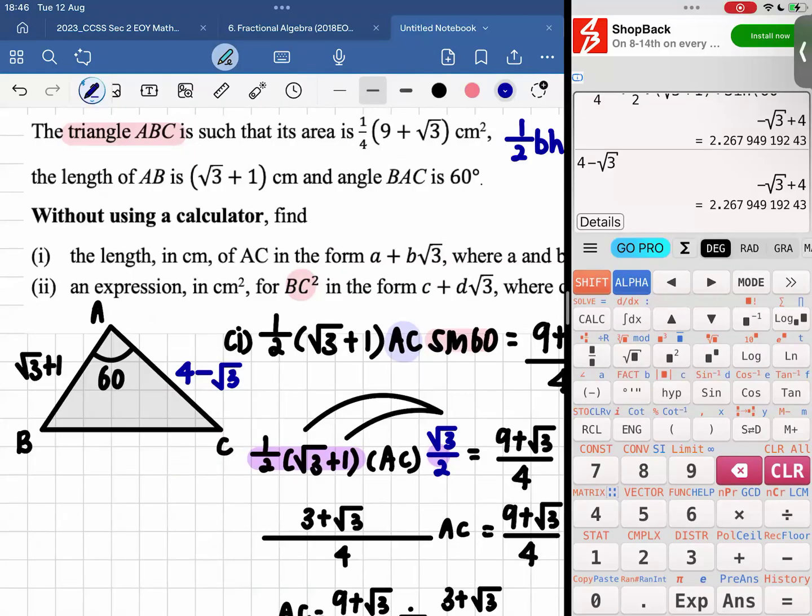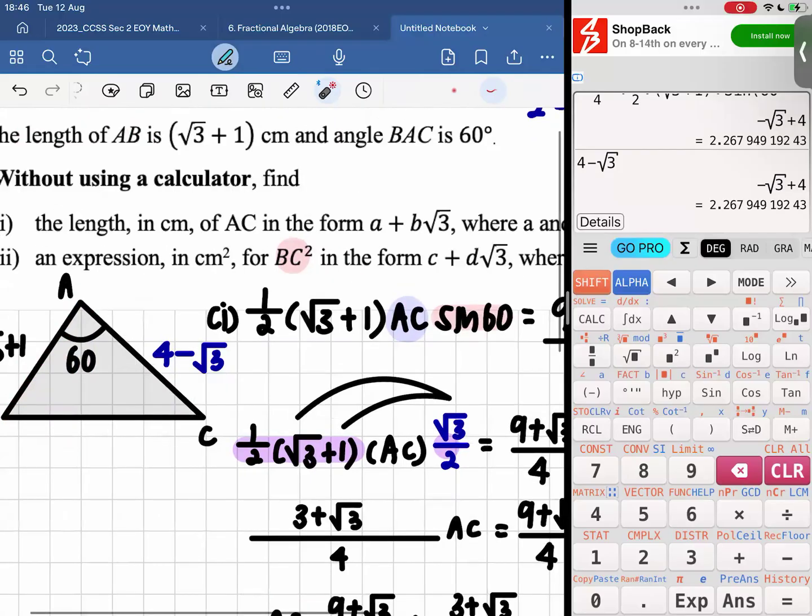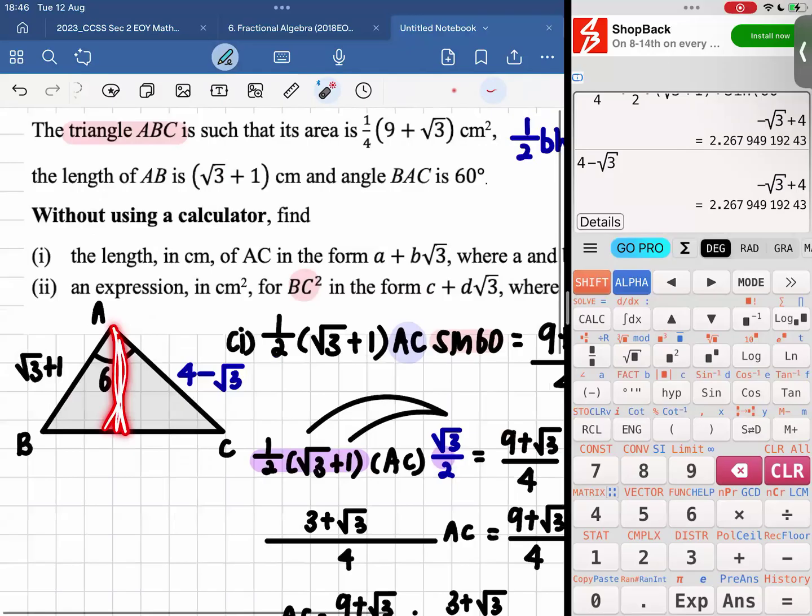When I think of BC squared, the first thing that comes to my mind is Pythagoras theorem, because if I use Pythagoras, I will have the square of the length. But this one here has no right angle and I cannot cut it in half. I don't even know whether this is symmetrical, so I cannot cut like that. So here we have to think out of the box a little bit.